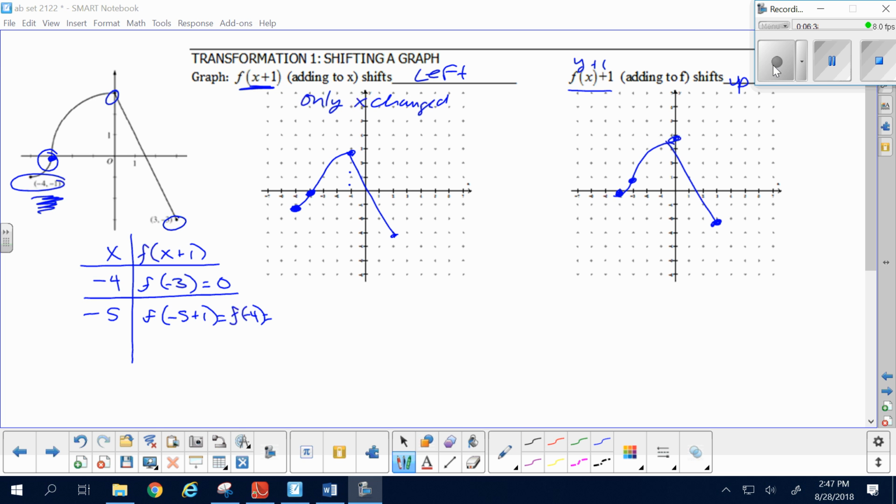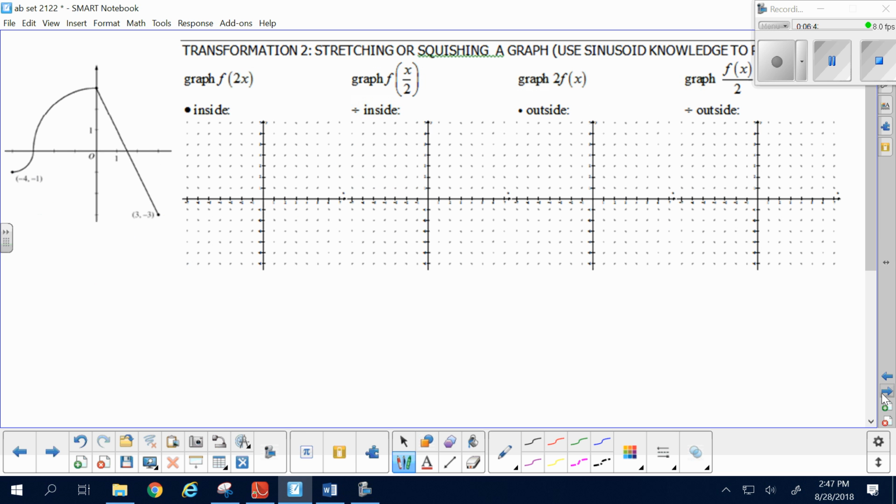Let's go to the next change, which is stretching or squishing. Now, these also tend to get confused. If you're confused, I suggest you use your sinusoid knowledge as an aid. For example, if you know sine of x has a wave that looks like this, and the normal period is 2 pi, and the normal amplitude is 1, then think about what little changes would do.